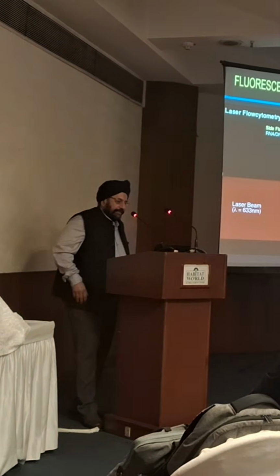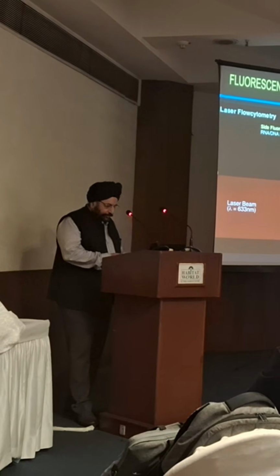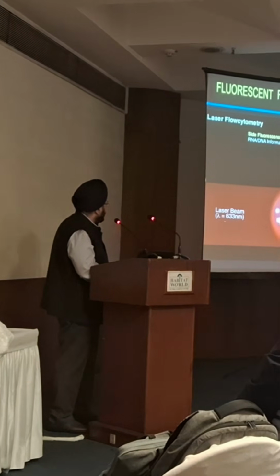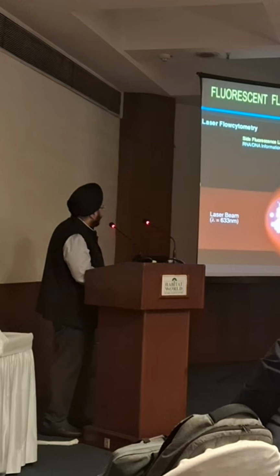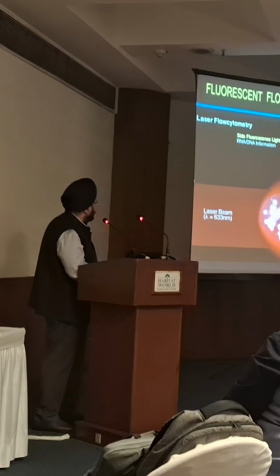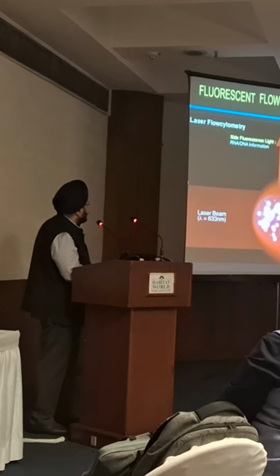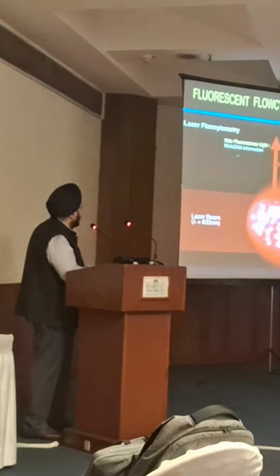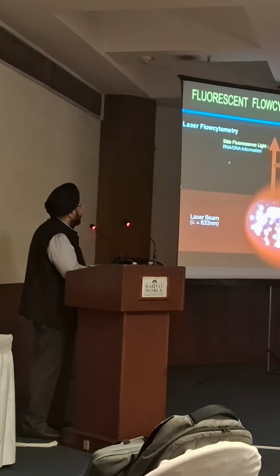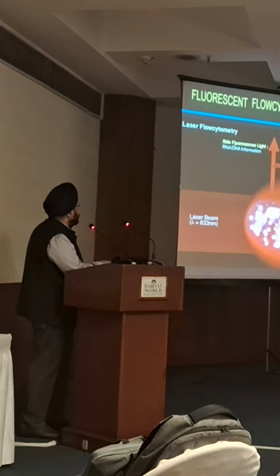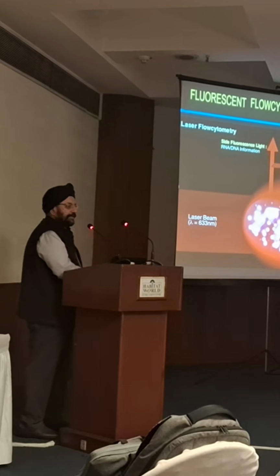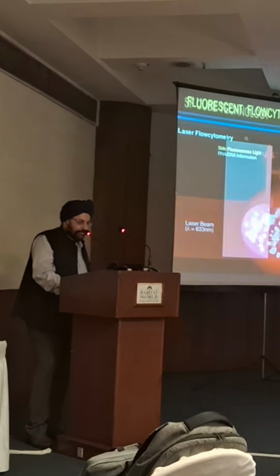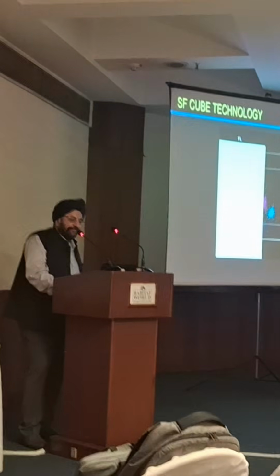So in most modern analyzers, there is a technology which we call fluorescent flow cytometry. What happens here is that there is a laser beam throwing light at 633 nanometer. There is a forward scatter which shows cell volume. There is a side scatter that shows internal structure or the granularity of the cell. And there is a side fluorescence which is giving us the RNA and DNA information of the cell. So basically what it is telling us is that the more immature the cell line, the more is the RNA and DNA content.